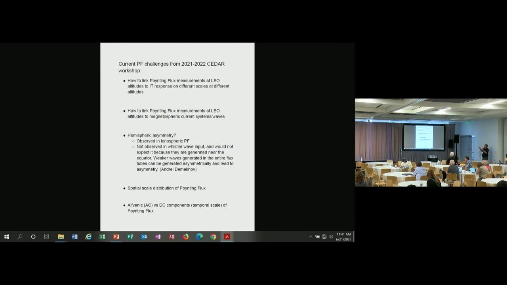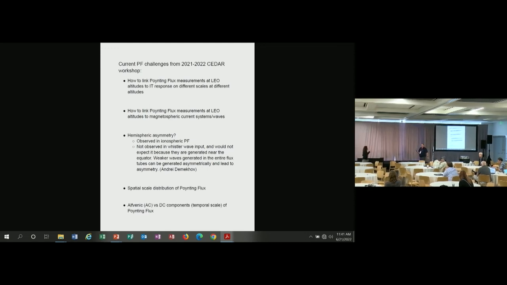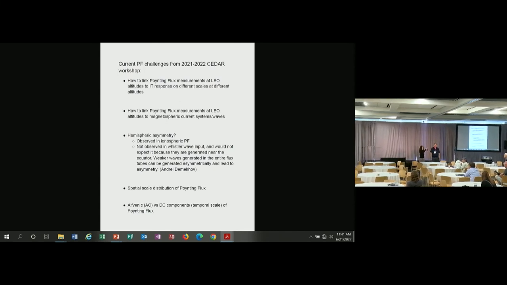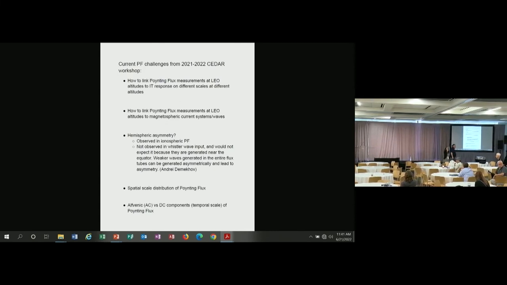And the scale size is an important question, because right now the instruments on board have a certain cadence and a certain resolution and dynamic range, and we're just keen to learn more about how that fits into the big picture. Professor Shepard.